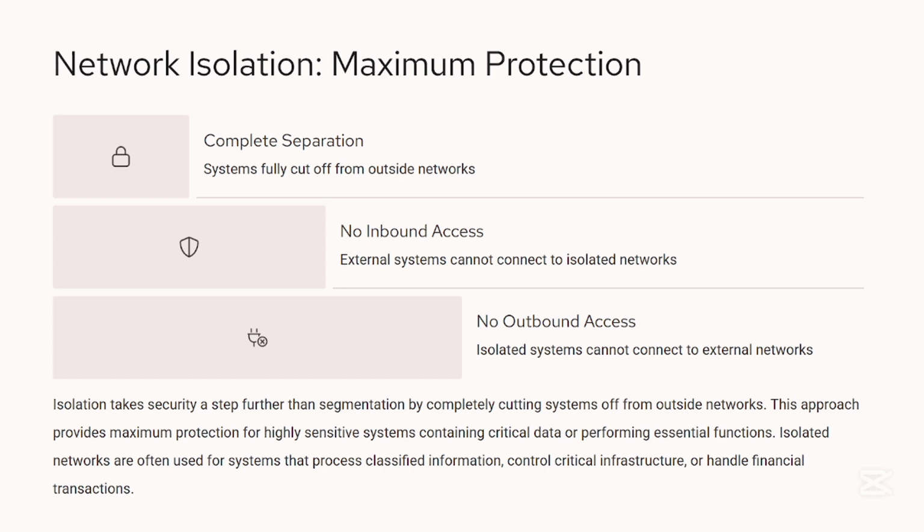So isolation is a bit more severe, a maximum, stricter type of protection than segmentation. It entails a complete separation of systems where a system is fully cut off from outside networks. No inbound access: external systems cannot connect with the isolated networks. And no outbound access: isolated systems cannot connect with external networks. So these systems are completely isolated and function alone without communication with different networks, inbound or outbound.